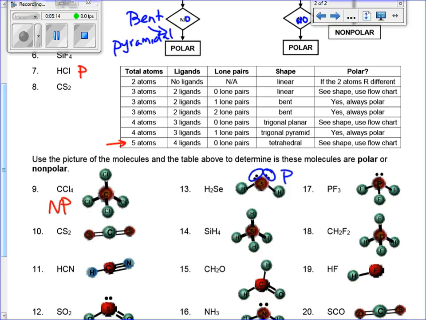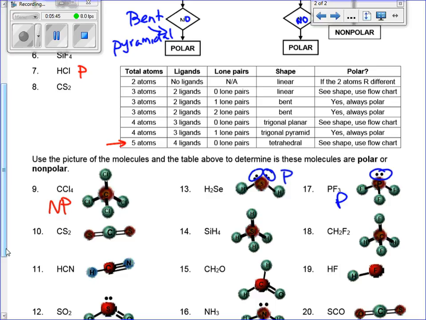What is there that doesn't make it planar? It pushes the other three downward. What's there, though, that makes it more pyramidal shape, pushing the other atoms downward? That lone pair at the top. Okay, that lone pair at the top pushes the other three atoms downward, causing it to be pyramidal shaped. So therefore, this one would be polar or nonpolar? Polar. Very good.